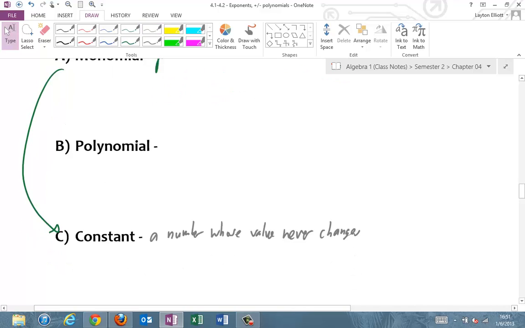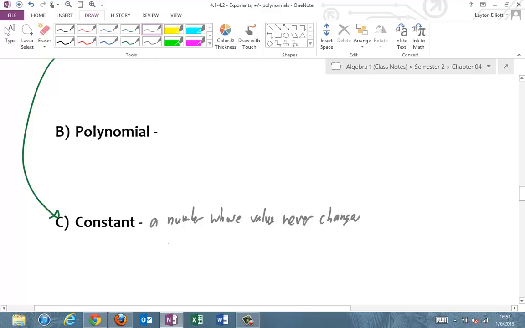A number whose value never changes. The number 3.5's value will always be 3.5. It will never change. The number 0 will never change value. The number negative 1/2 or the square root of 7, those are all constants. In fact, any number on the number line is a constant.